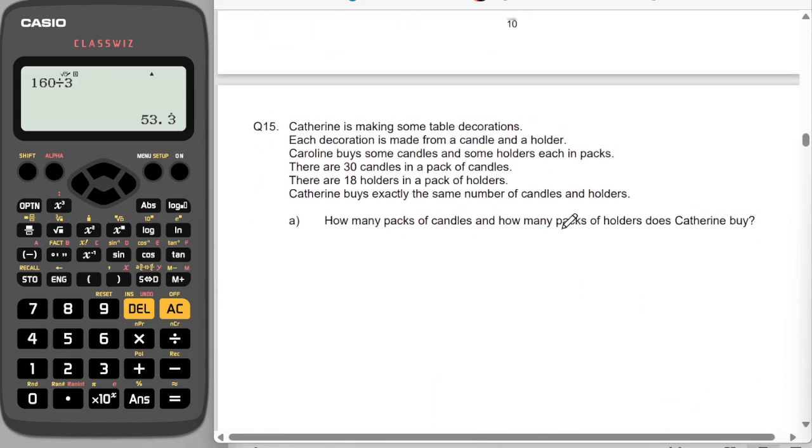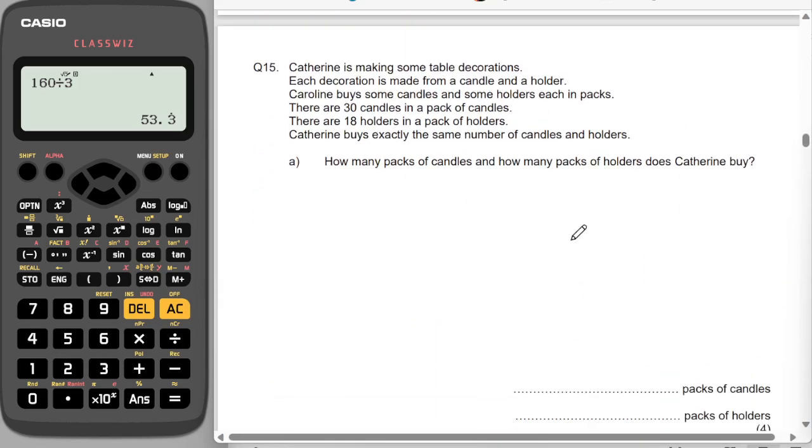Okay, question 15. Catherine is making some table decorations. Each decoration is made from a candle and a holder. Catherine buys some candles and some holders in packs. There are 30 candles in a pack. There are 18 holders in a pack. She buys exactly the same number of candles and holders. How many packs of candles and how many packs of holders does Catherine buy? Okay, it doesn't actually ask for the lowest number. How many packs? So I wonder whether I could get away with a different answer.